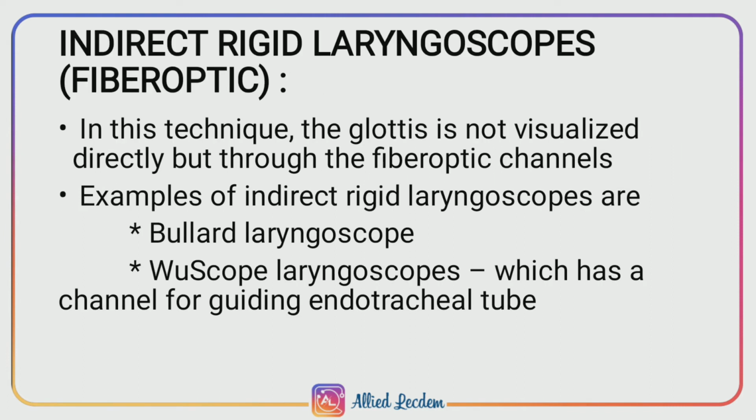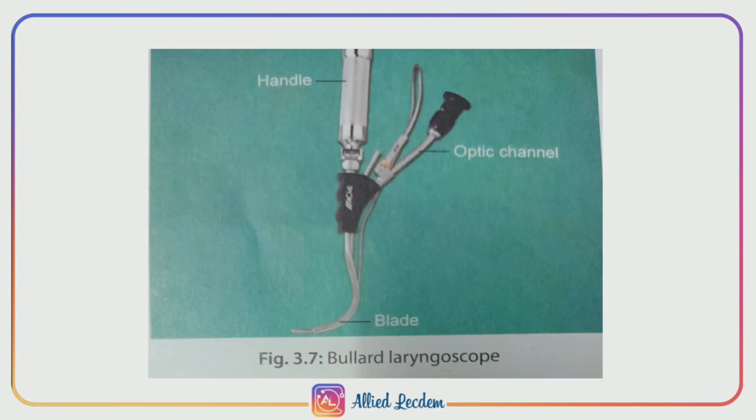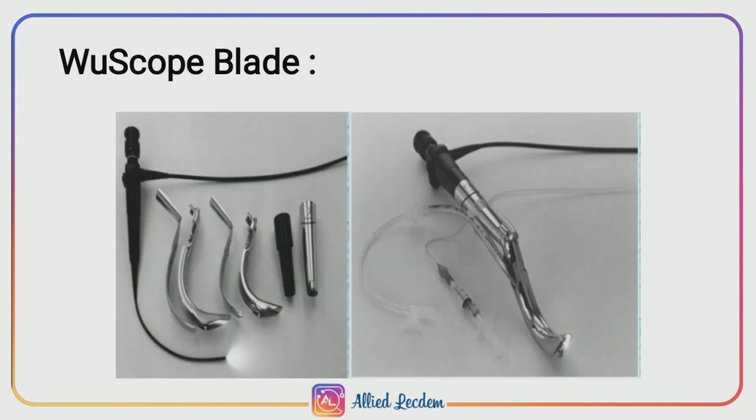Indirect rigid laryngoscopes, fiber optic. In this technique, the glottis is not visualized directly but through the fiber optic channels. Examples of indirect rigid laryngoscopes are the Bullard laryngoscope and the Airtraq laryngoscope, which has a channel for guiding the endotracheal tube. This is a picture of the Bullard laryngoscope. This is a picture of the Airtraq blade. Next.